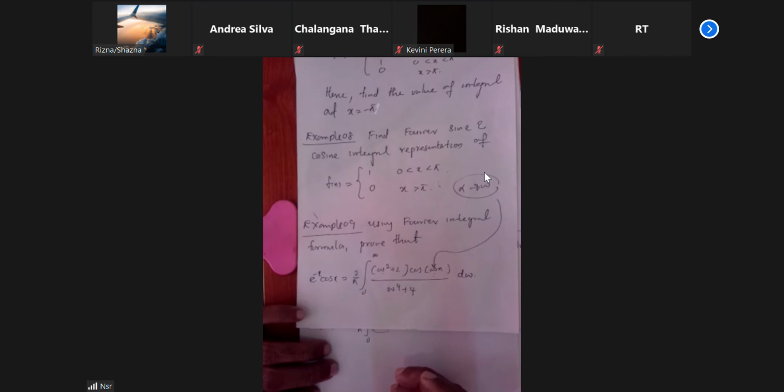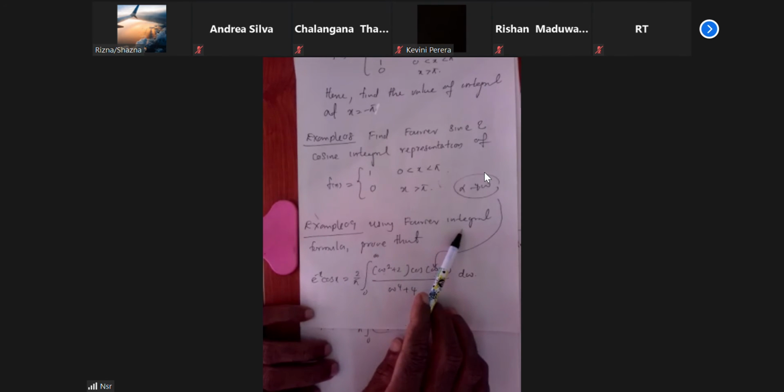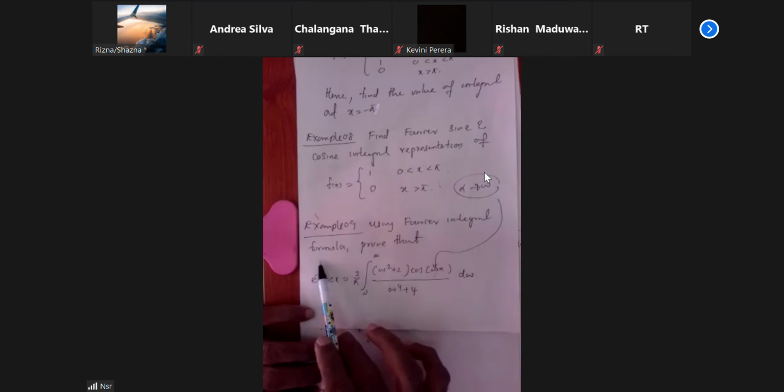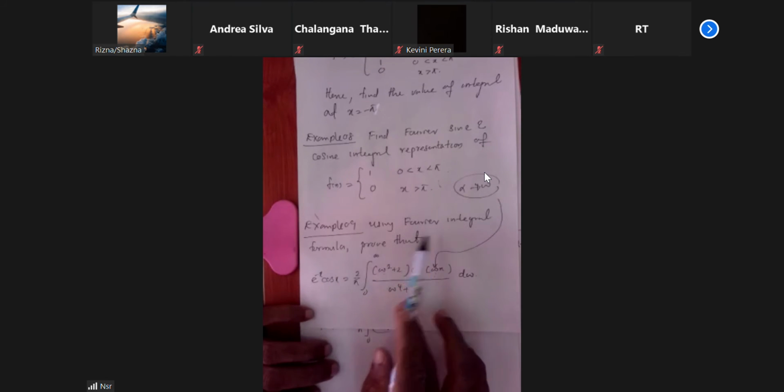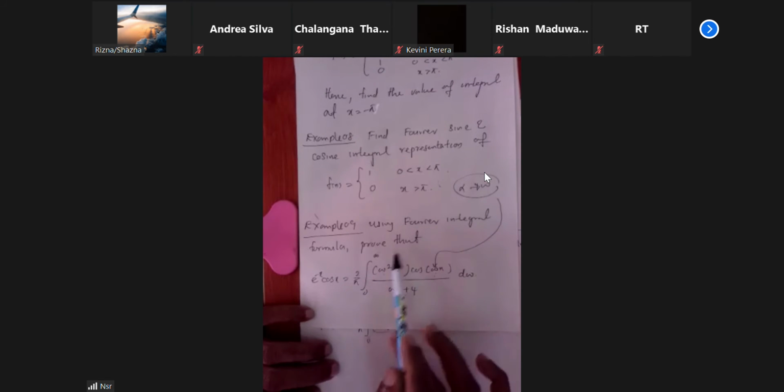And also, can you identify whether this is the cosine Fourier integral transform or not? Yes. Cosine? Why? The question is not asking that. You can see, use the Fourier integral formula for this one. Using the Fourier integral formula, prove that. The Fourier integral formula you have to use and prove this. How are we going to reduce your work?